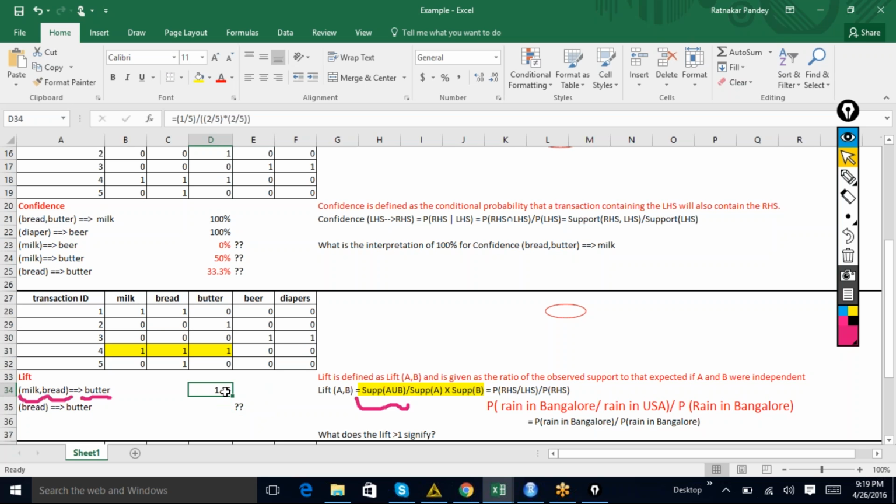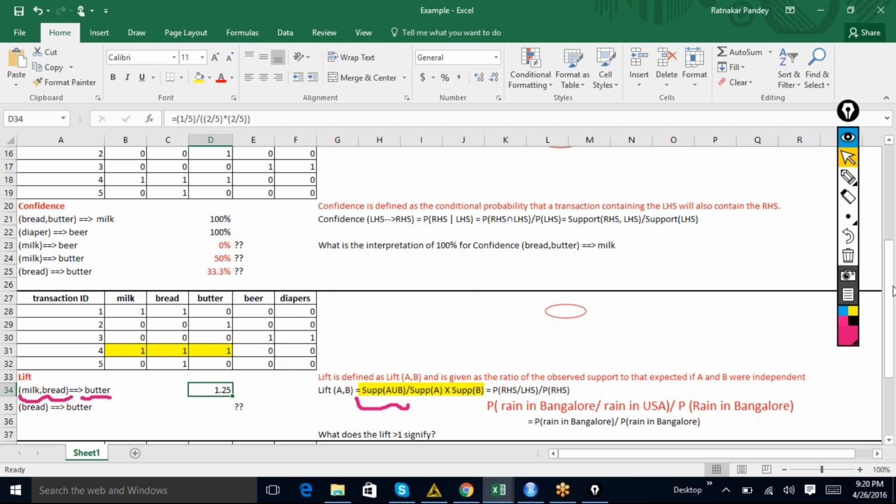1.25. Anytime you have a lift of more than 1, that means there is some correlation between the variables, and you should keep those product combinations in the mix. That is the key takeaway: the lift has to be greater than 1 in order to conclude that the left hand side and the right hand side, or the antecedent and consequent, are correlated to each other.